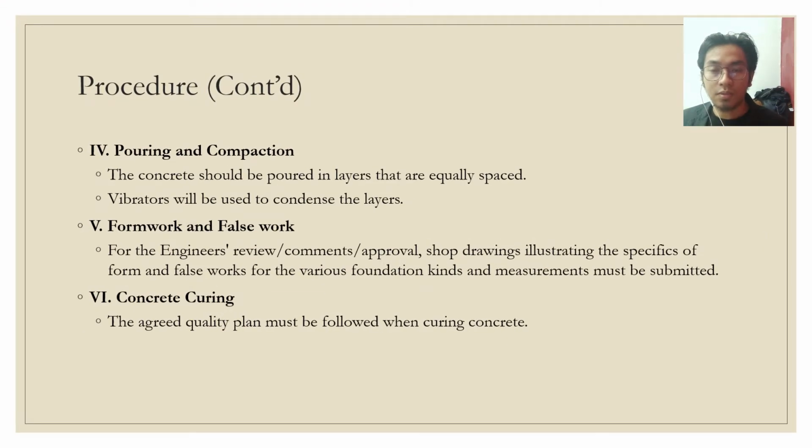The fourth in the procedure is the pouring and compaction. The concrete should be poured in layers that are equally spaced, and a vibrator will be used to condense the layers.